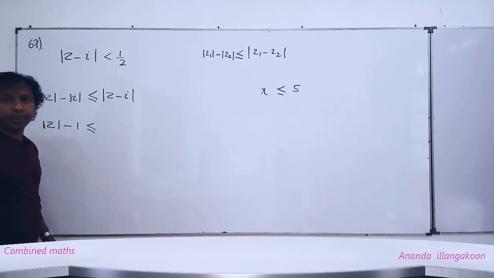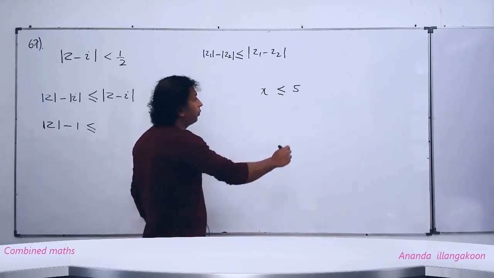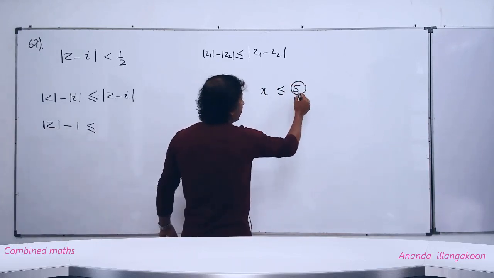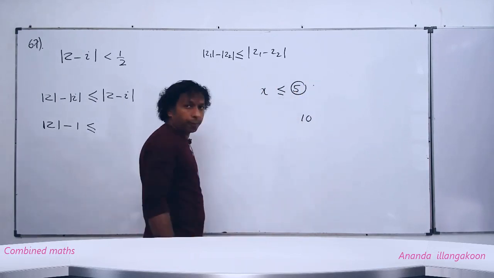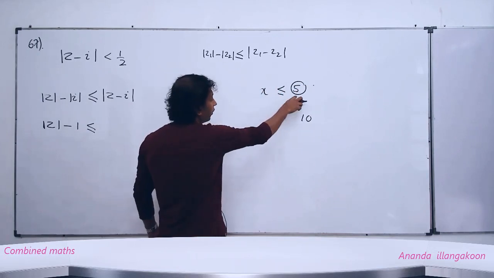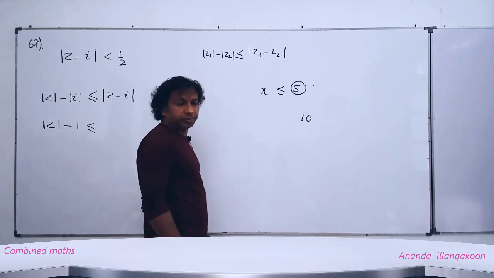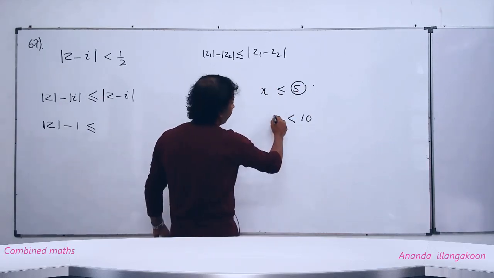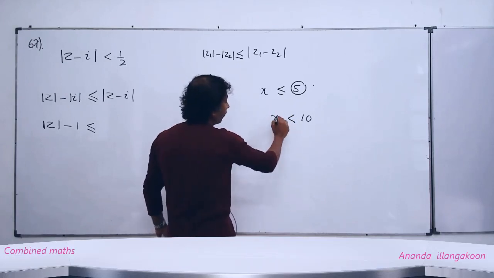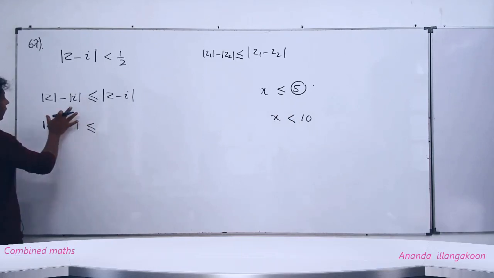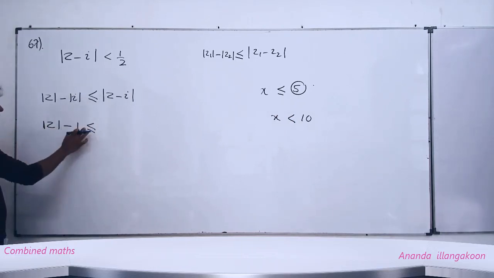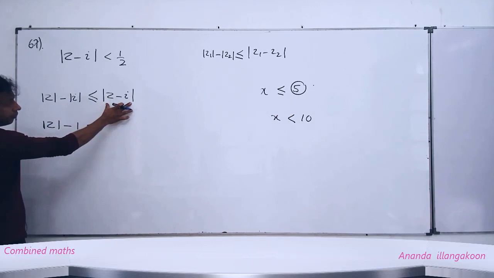Right. Now if I put to the right hand side a value which is greater than 5, like 10, x less than or equal to 5, then definitely, people, x should be less than 10, no? Like that. This thing less than or equal to this.